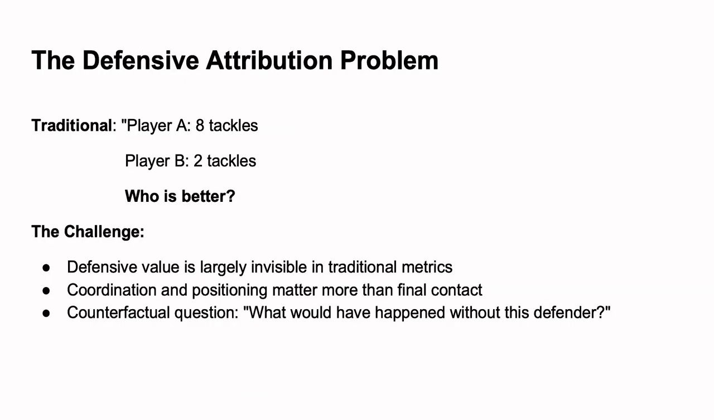So we have a defensive attribution problem in football. What I mean by that is you may have two players, let's say player A and player B. Player A has 8 tackles, player B has 2 tackles, and so which one is better? The challenge here is that defensive value is largely invisible in traditional metrics. Coordination and positioning matter a lot more than just the final contact. There's also a counterfactual question that needs to be answered, which is, what would happen without this defender or without his intervention?